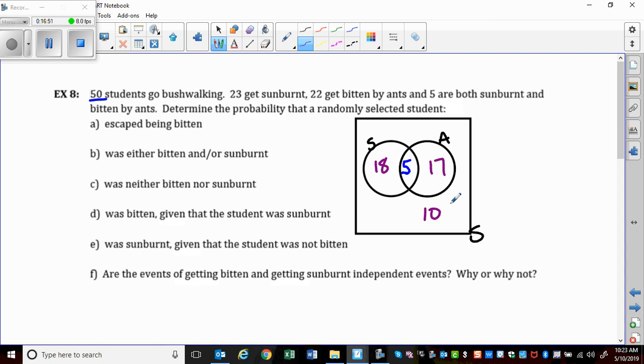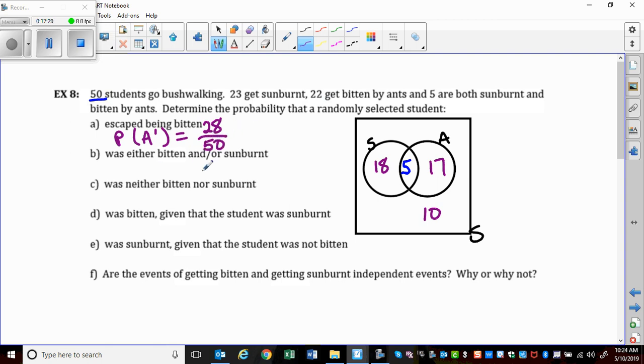Nothing happened to them. So it says, what is the probability that a randomly selected student escaped being bitten? Well, this is the probability of not being bitten by ants, so A prime. So it's going to be not A, so not 22, which is 28. 50 minus 22 is 28 over 50. You can simplify that.